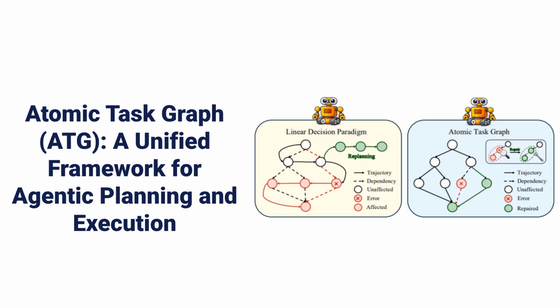Imagine asking an AI to plan your entire vacation. It books flights, reserves hotels, plans attractions. Everything looks perfect until one small mistake happens. Instead of fixing just that one mistake, the AI throws away the entire plan and starts all over again. Sounds inefficient? That's exactly the problem researchers wanted to solve. Today we'll explore Atomic Task Graph or ATG, a framework that teaches AI agents to think more like software engineers than storytellers.